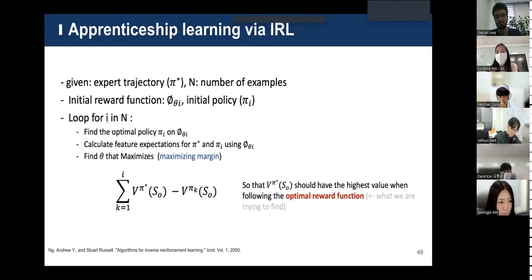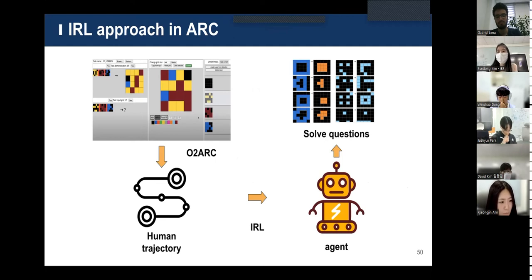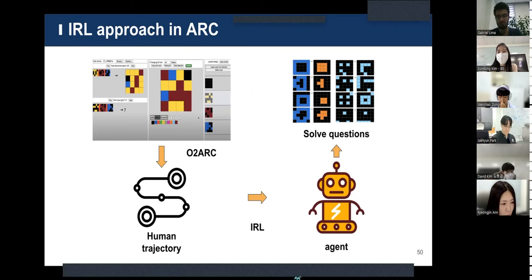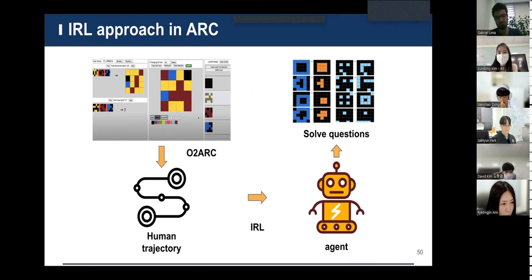The approach we are trying to take through IRL is implementing O2ARC to gather human logs when participants are trying to solve ARC problems, then training the agent to imitate the human trajectories.